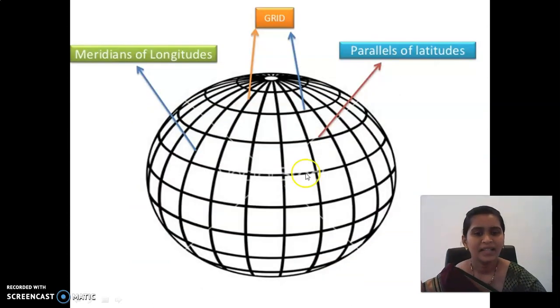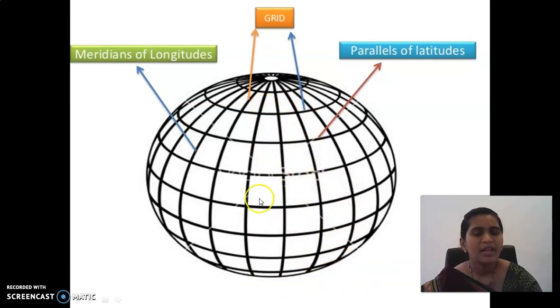Yes. Here we can see these imaginary lines which are passing from east to west or west to east. These lines we'll call latitudes. These latitudes are parallel to each other. That means they will not meet each other. And next, from North Pole to South Pole, you can see some imaginary lines passing. These imaginary lines, we'll call longitudes.